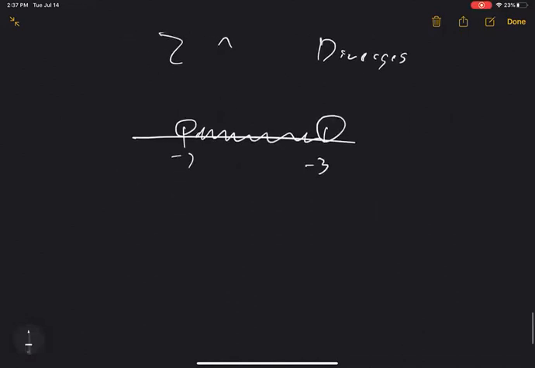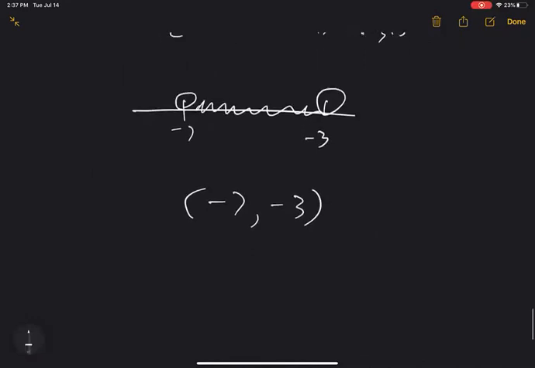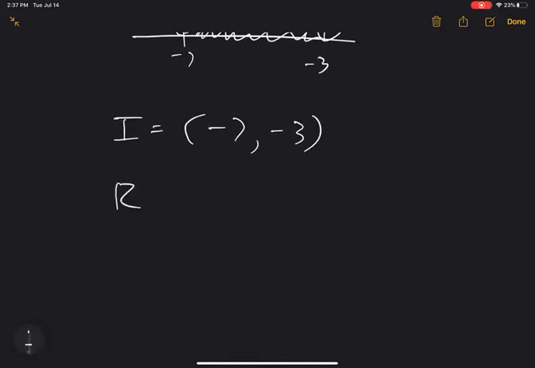Okay. So how do I write this in interval notation? -7, -3, parentheses on both. That's my interval of convergence. What's the radius? I take this length. What's that length? That's 4. I divide by 2, and I end up with a radius of convergence equal to 2. Okay.